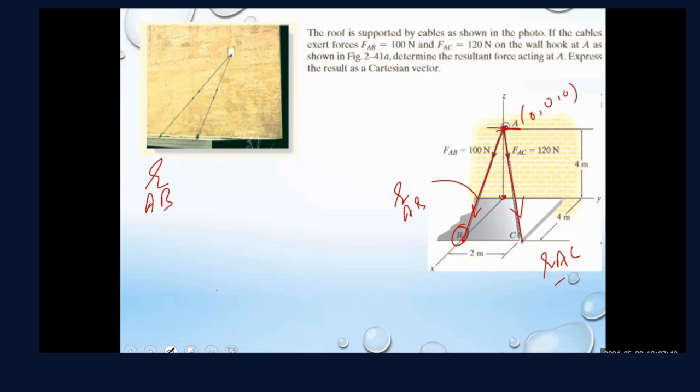Okay, let's see. What is the RAB? We'll start first with the coordinates. What coordinates did you pick? This is 0, 0, 0, or did you use the other one as zero? 0, 0, 0. Okay, so what would be the coordinate here for B? 0, 4, 4.